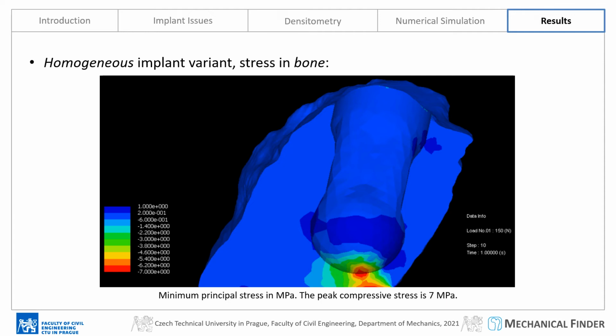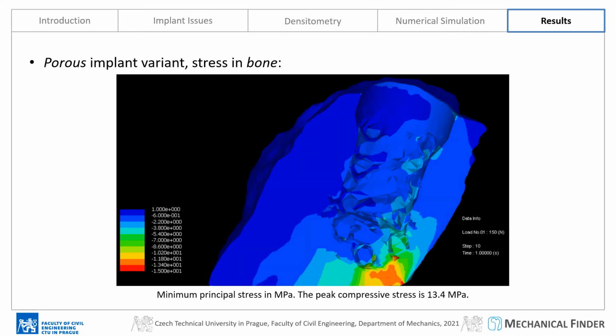The compressive stresses mainly concentrate on the lower part, on the apical part of the implant, which was expected. Now please note this value of 7 megapascals when we move into the second run of the analysis. On this picture we can see the results of the second simulation run with the porous variant of the implant. As we can see, the distribution of the stress is still the same.